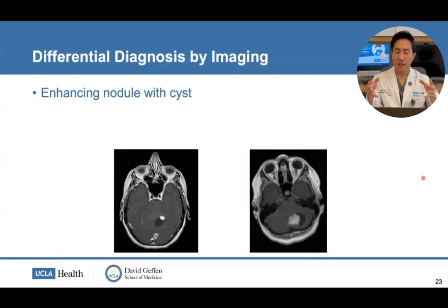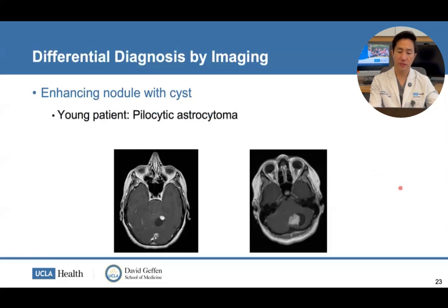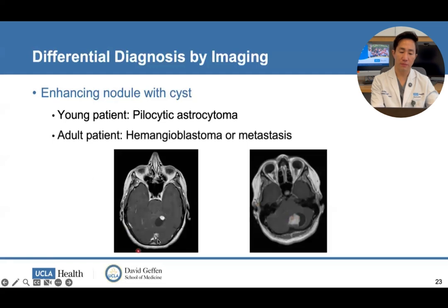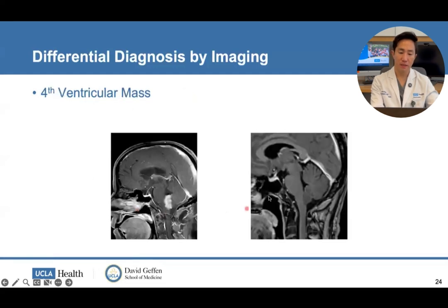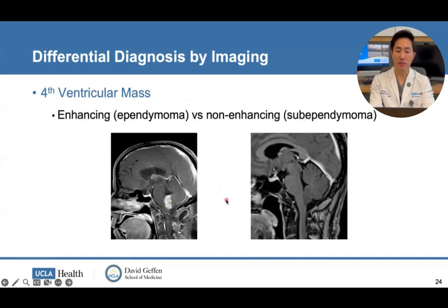To wrap things up and bring things together, if you have a lesion, for example, an enhancing nodule with a cyst, if it's a young patient, think pilocytic astrocytoma. If it's an older patient, think hemangioblastoma or metastasis. If you have a fourth ventricular mass, is it enhancing or non-enhancing? If it's enhancing, think ependymoma. If it's non-enhancing, think subependymoma.